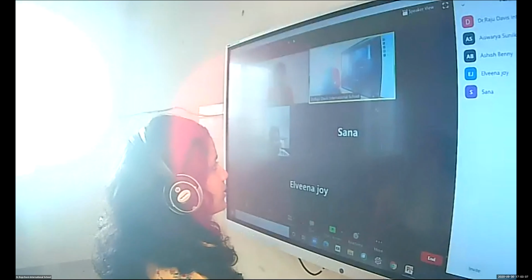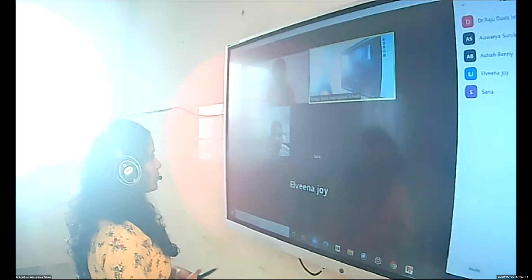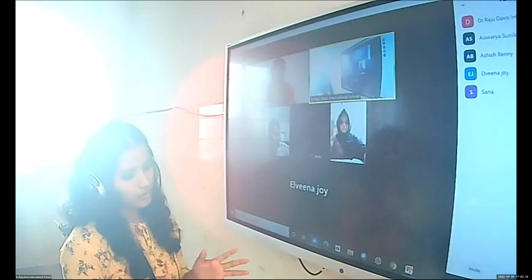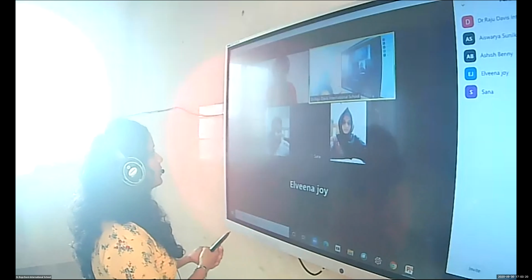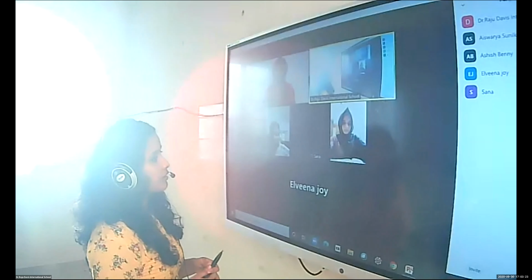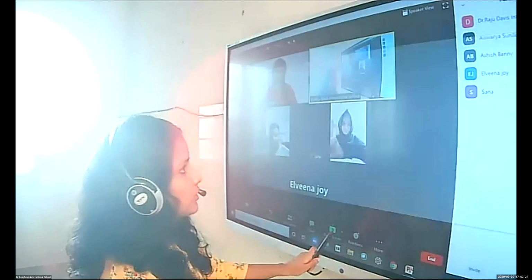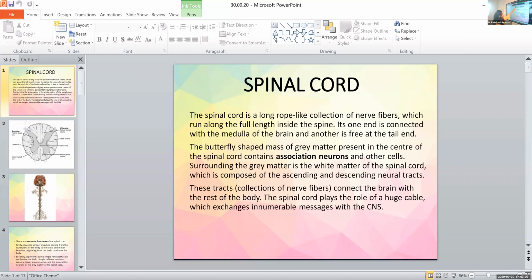So we learned about the structures of the brain last class. We have finished the brain structures, and that's a part of the CNS. Now we'll be learning about the spinal cord today. We'll start. So, the spinal cord.